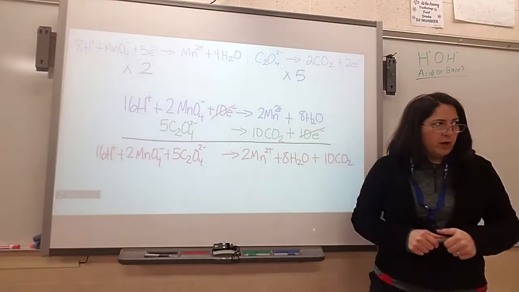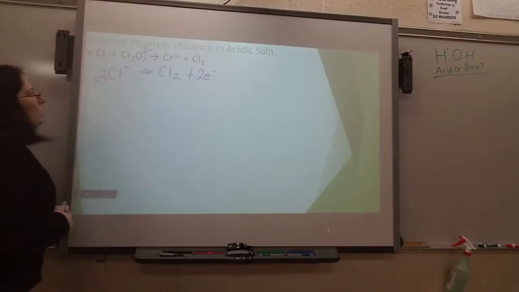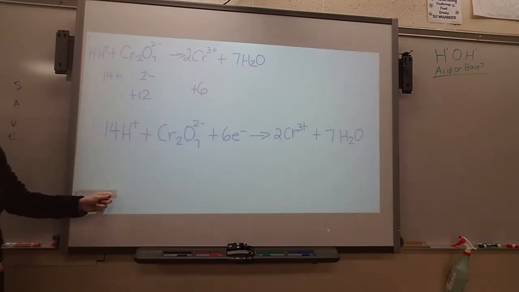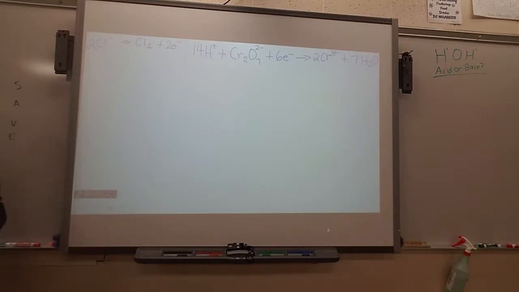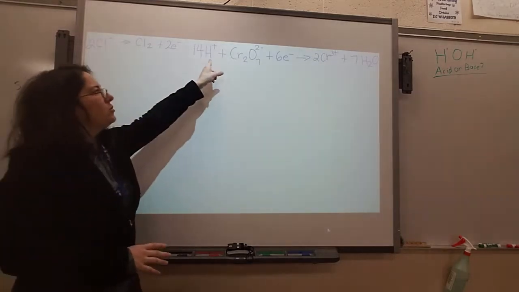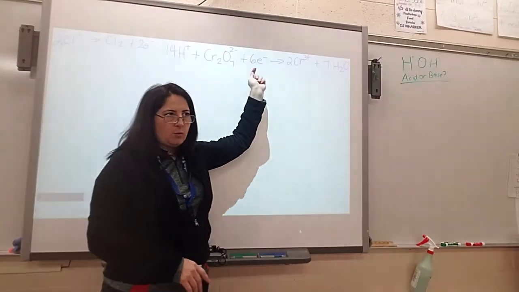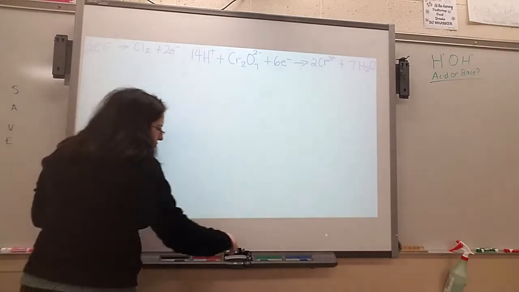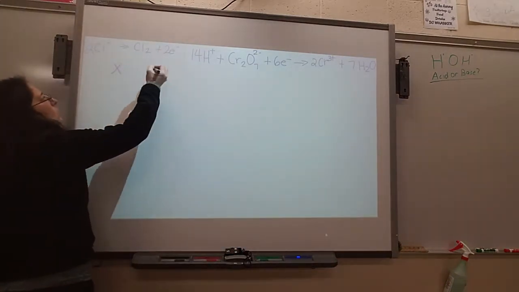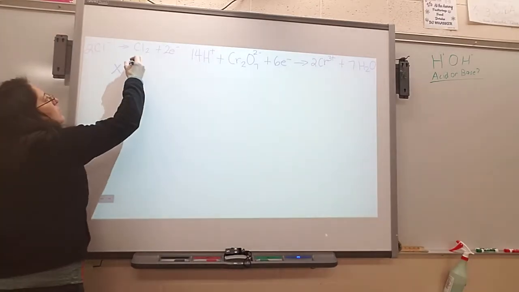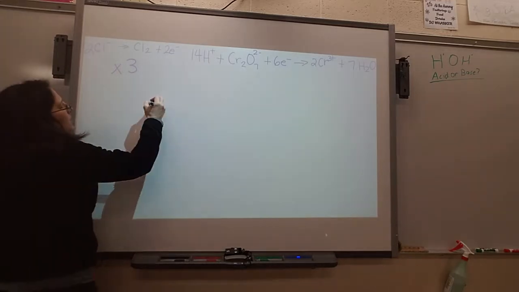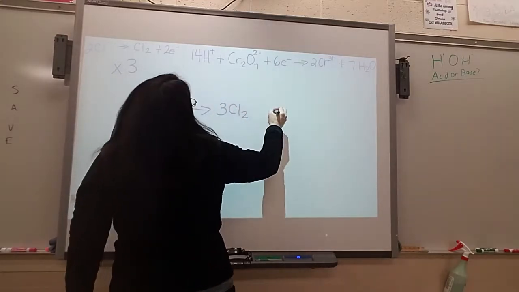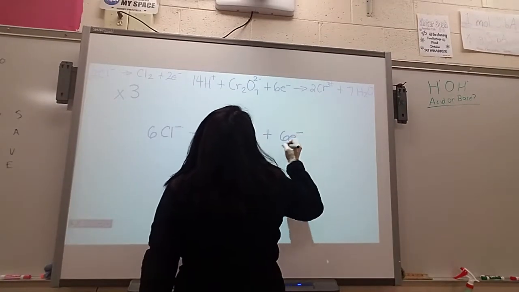All right, you ready? Move on. All right, so the next one that we had: we started with our full reaction. We broke them out into 2 half reactions, and now we're going to bring them back together. So here I have 2 electrons. Over here I have 6. So what's the least common multiple between 2 and 6? 6, all right? So all I have to do is multiply this guy by what? 3, all right? So I'm going to multiply everything here by 3. So it's going to be 6Cl minus yields 3Cl2 plus 6 electrons.